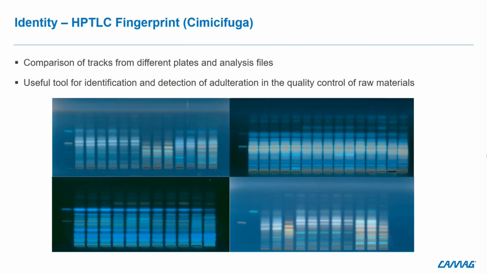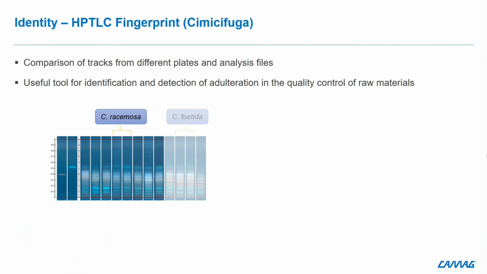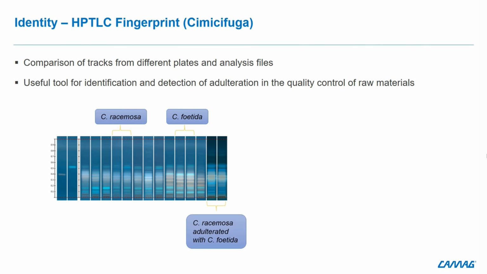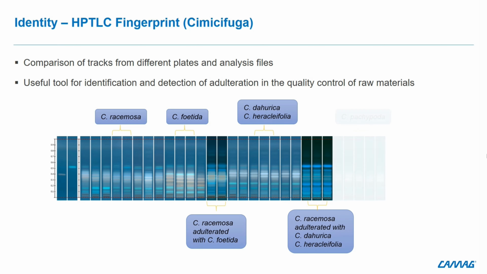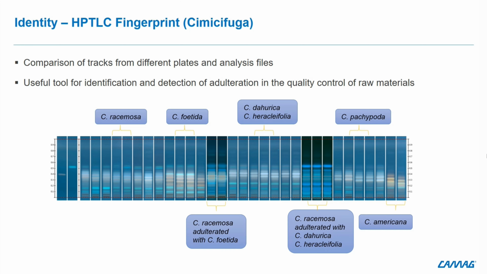Such an example is the identity check of the plant Cimicifuga. Tracks 1 and 2 are our system suitability test, the SST. When the SST is within a certain range of RF value, we can compare substances analyzed on different plates. With VisionCATS, you can compare, rearrange, and group different samples during the data interpretation process to create a virtual plate. Related plant species can be distinguished by the HPTLC fingerprint.